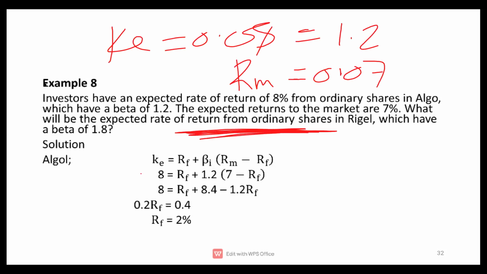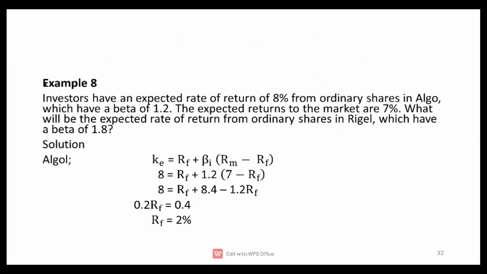What will be the cost of equity of this other company, Rigel, which is participating in the same industry, and the beta of this one is 1.8? So first of all, what you want to know at that point is the risk-free rate, because we have the return on the market. This one they share, all the companies in the same industry. So we can use the data that we have for Algo.